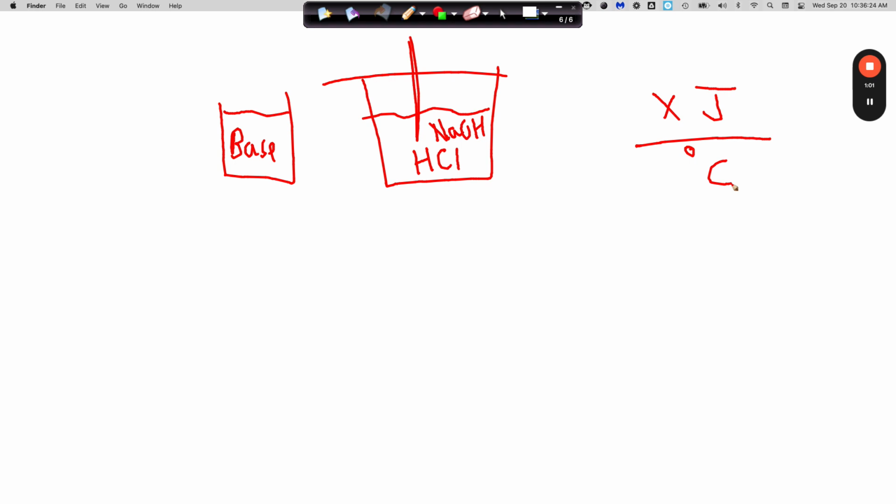Guys, I want to give you a minute. How could you do this? How could you calibrate your calorimeter so that you know it takes this many joules to raise the temperature a degree Celsius? Talk about it. How could you do it?